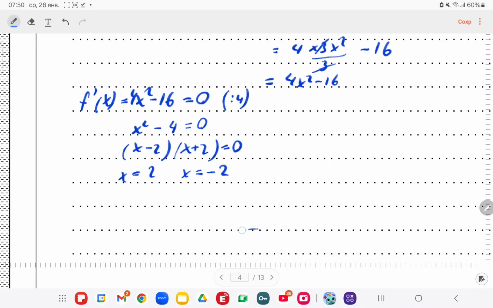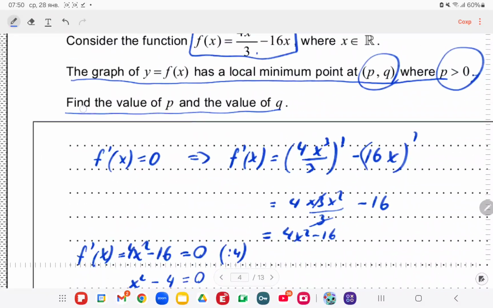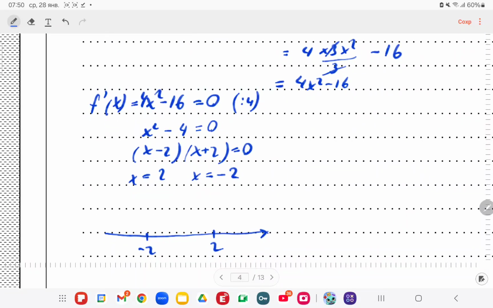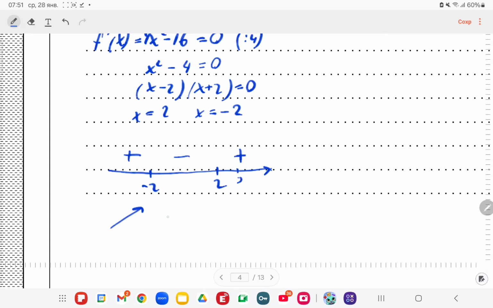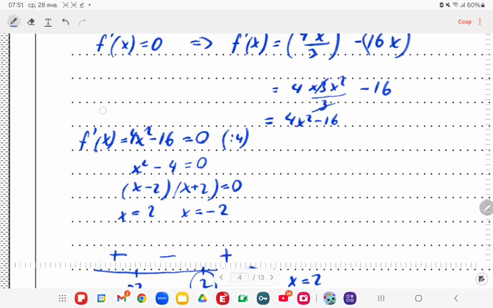It says local minimum at point (p, q), right? So we have to understand where our local minimum is. So -2 and 2. Now let's place the numbers into our derivative to understand what sign we get, so we have to make a sign diagram. If we put 3 from this interval here, we'll get a positive, so plus, minus, plus. Now it says minimum point, local minimum. So we have increasing, decreasing, increasing. So the minimum point is where x is equal to 2.